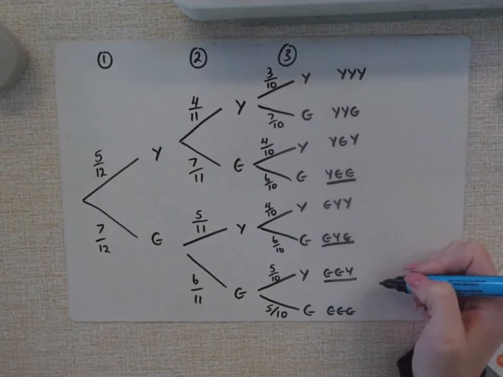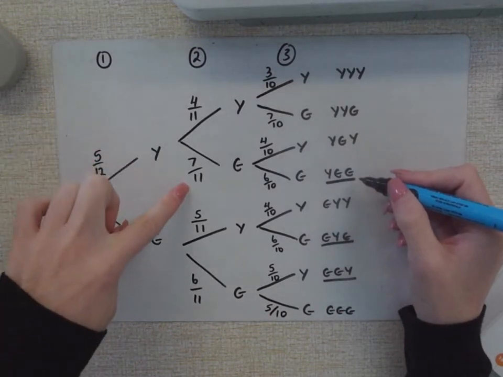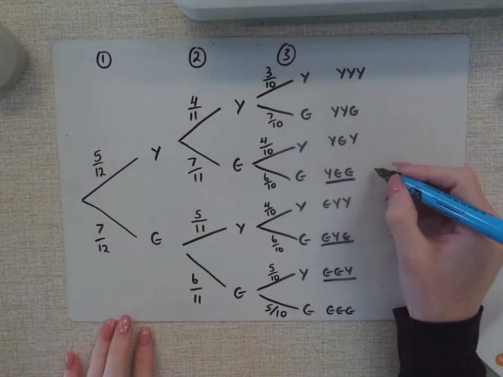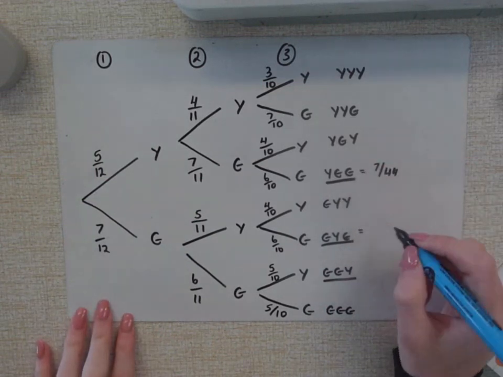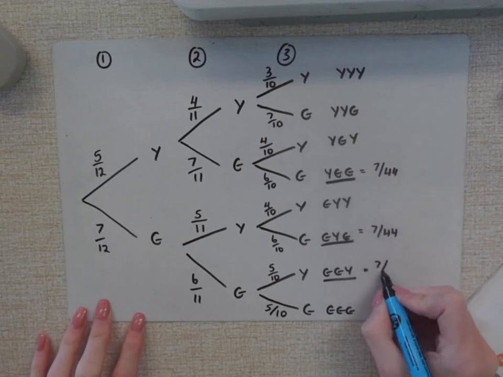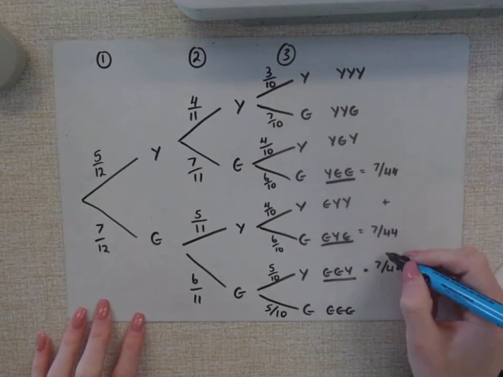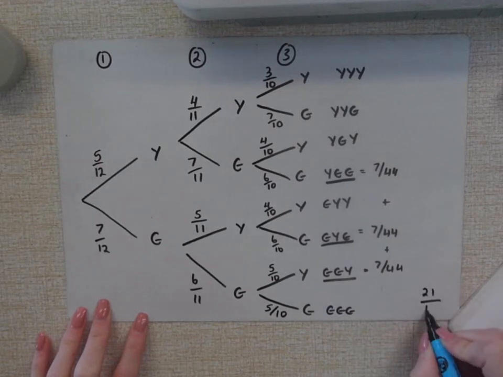Add them. Okay? So to get here, it's 5 out of 12 by 7 out of 11 by 6 out of 10. So that's 7 out of 44. And you're going to add all of those and you'll get 21 out of 44.